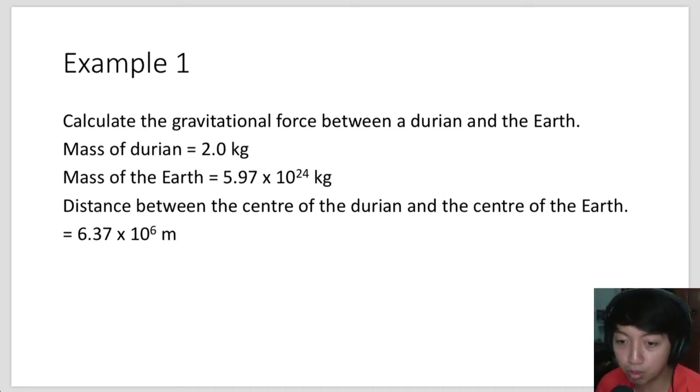You can check your textbook because this example is in your textbook, right? So actually, you don't have to write down my example if you don't want to, but I'm going to go through it. So calculate the gravitational force between a durian and the Earth. You might think, can such a small object like a durian have gravitational force? The answer is yes. Even between a small object like a durian and a big object like the Earth, there is actually a gravitational force between these two objects.